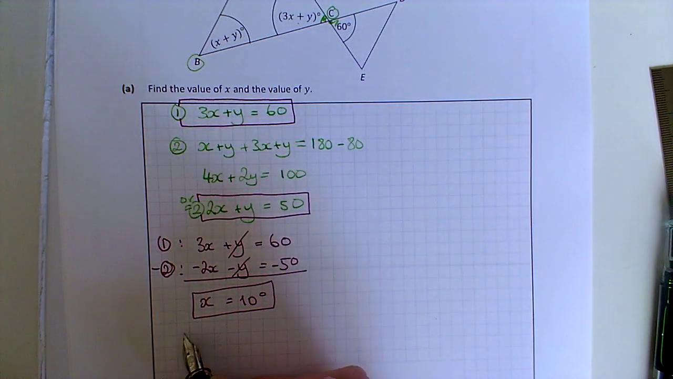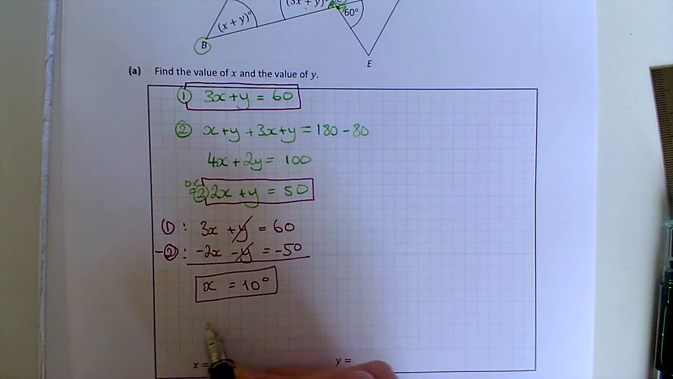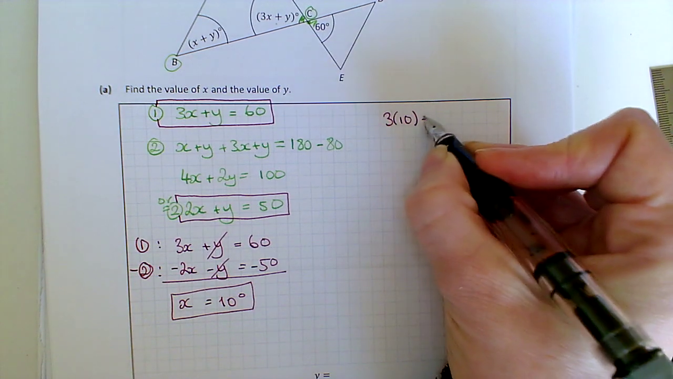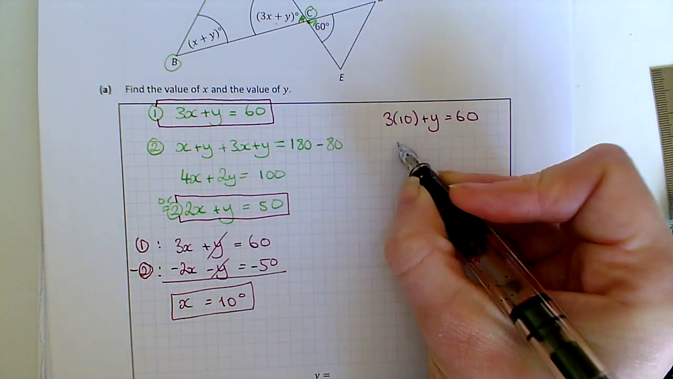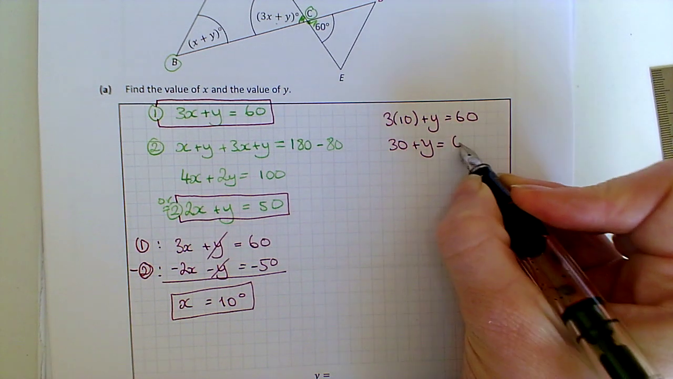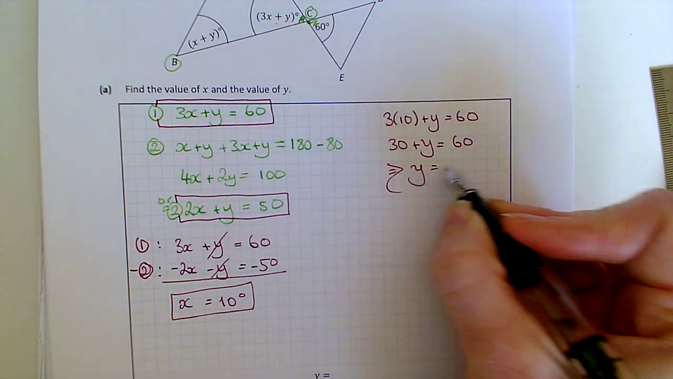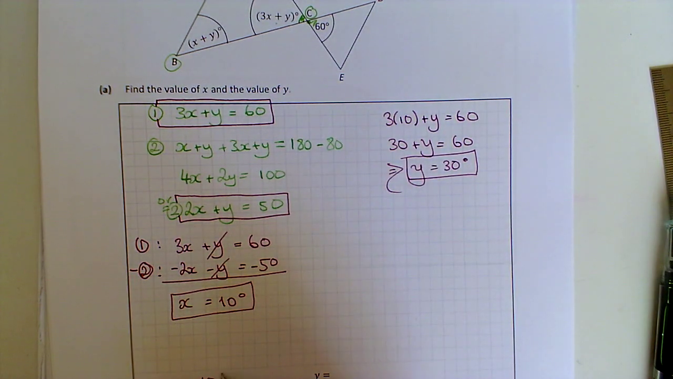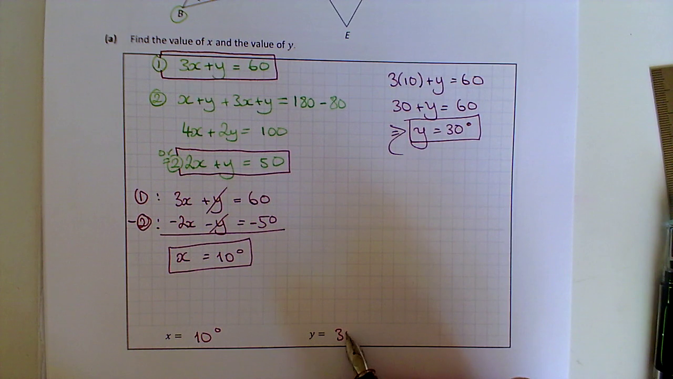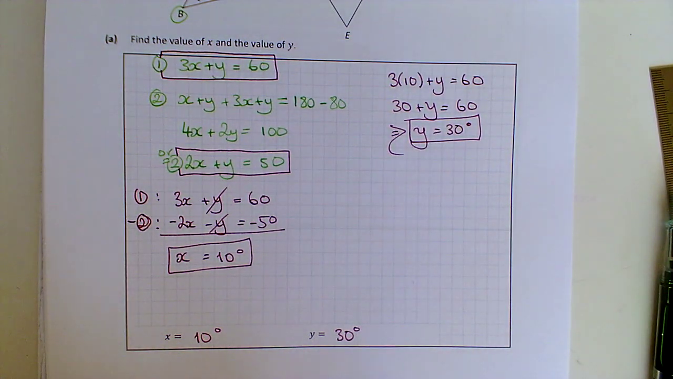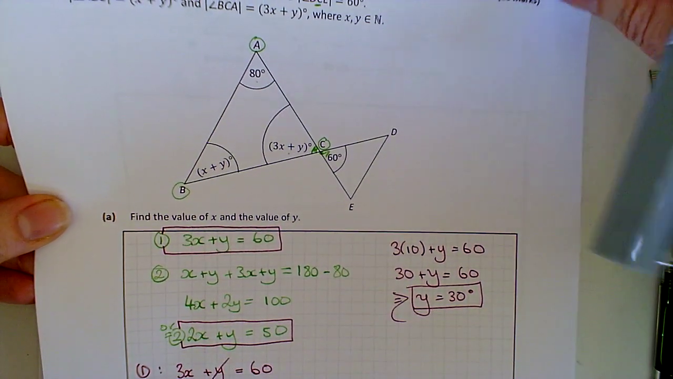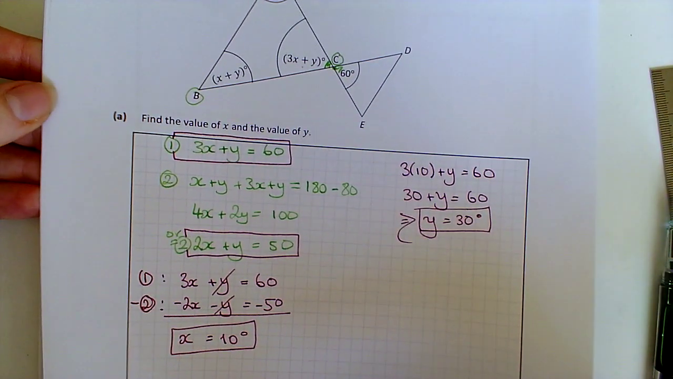Substitute back in. We'll sub into equation 1. It doesn't really matter which one we use. So 3x plus y is equal to 60. 30 plus y is equal to 60, which means that y is equal to 60 minus 30, 30 degrees. Write down your answer in the correct space to make things easier for the corrector. So there we go. You use the information that's given in the diagram to set up two simultaneous equations, solve those, and you have your answers.